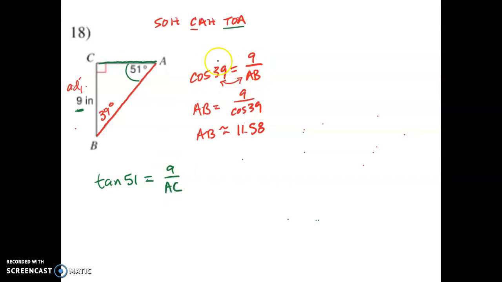Very similar setup to what we had up here. These two effectively just switch. We would technically multiply by AC and then divide by tan of 51, but really these two just switch, so the AC's drop off, the tan of 51's drop off, and I'm left with AC equals 9 over tangent of 51.